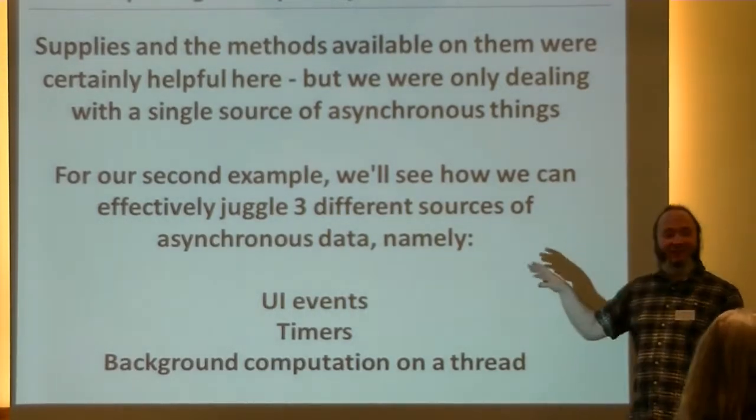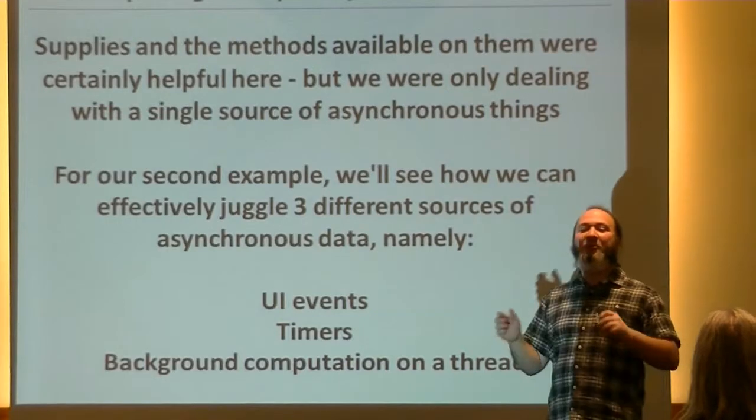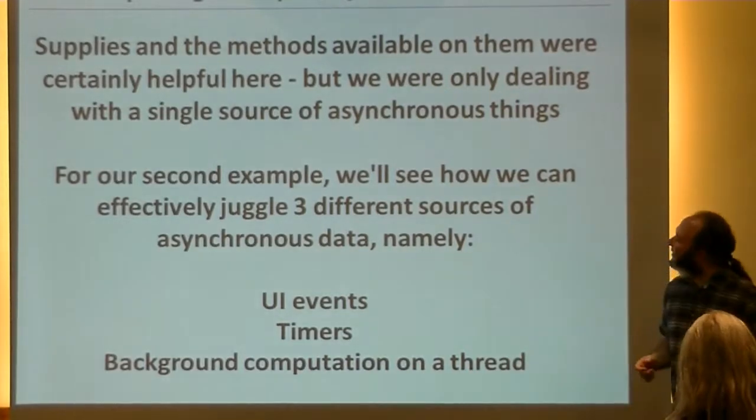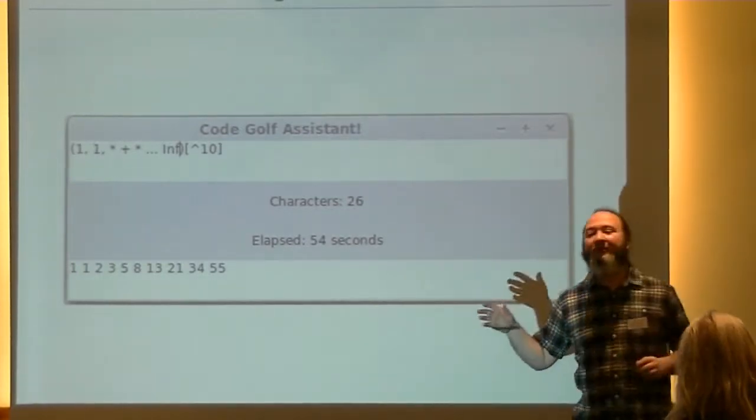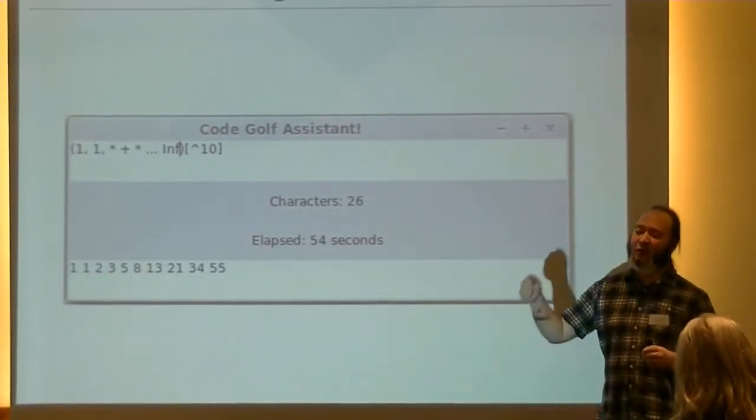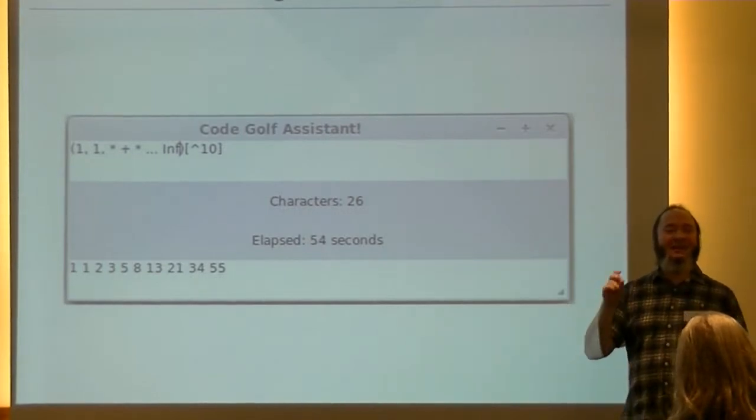So let's do 3 different sources of asynchronous data in 10 minutes in one program. How hard can it be? What I want to build this time is a little code golf assistance. Does anyone play code golf? The thing where you're trying to get the code as short as you can, into the least characters.